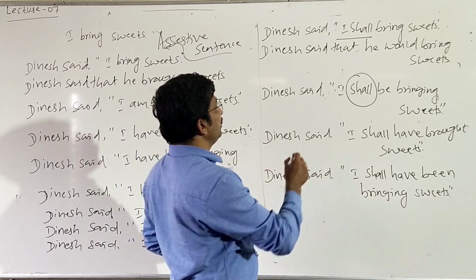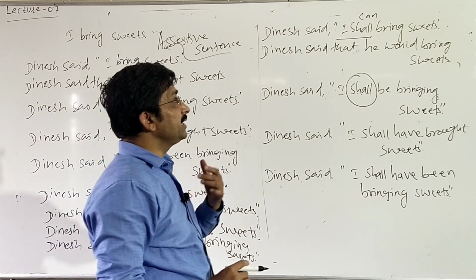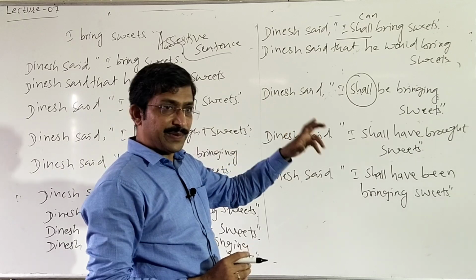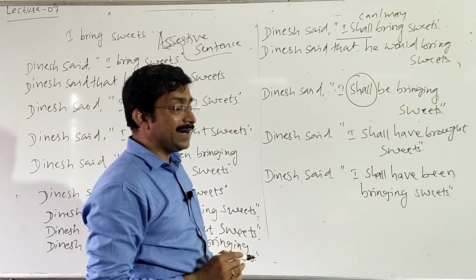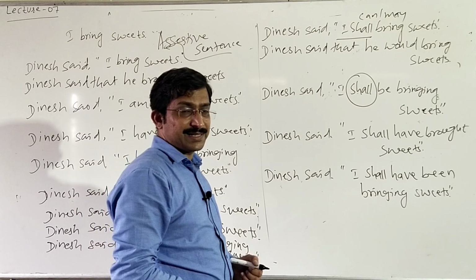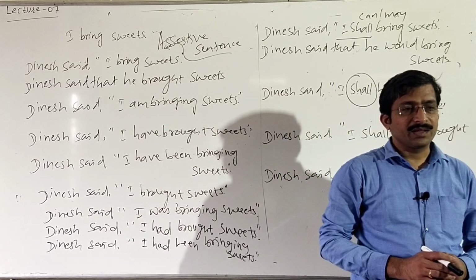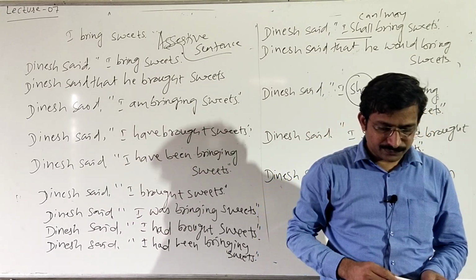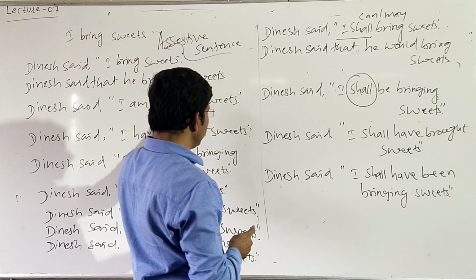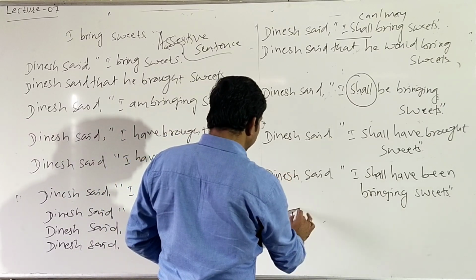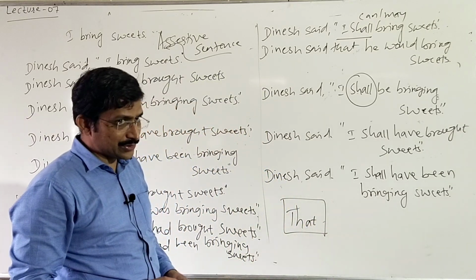Here, if in place of shall it is can, then what will be the answer? Dinesh said that he could bring sweets. If in place of can it is may, Dinesh said that he might bring sweets. So, modals in future tense. This is about assertive sentences. We have discussed assertive sentences. Now, after completion of assertive sentences, we have to use all the rules and regulations, and the connectivity that is used in assertive sentences.